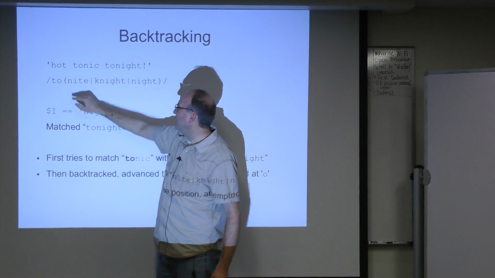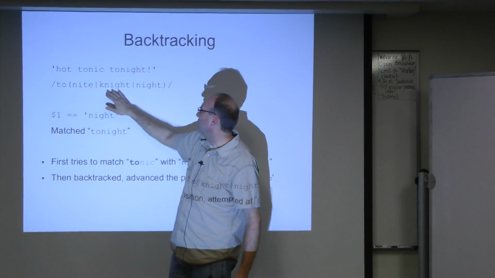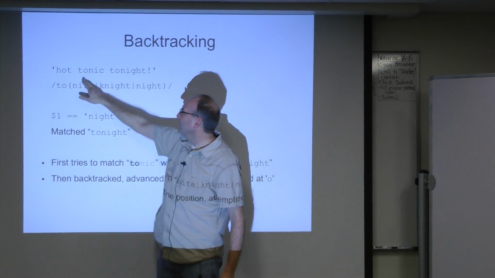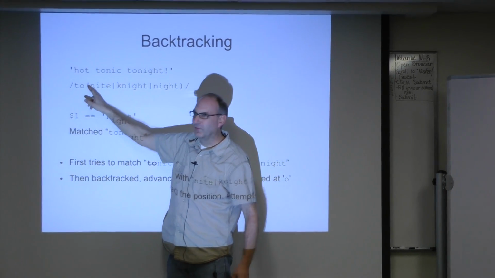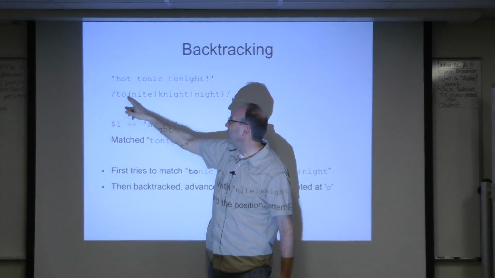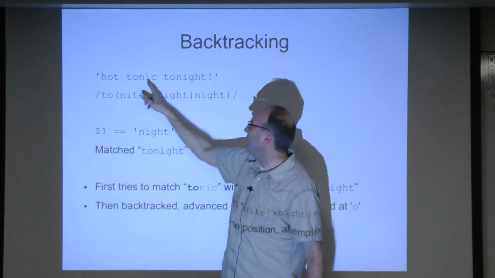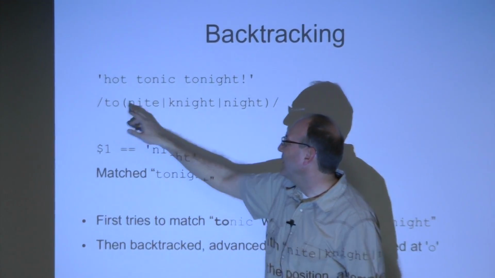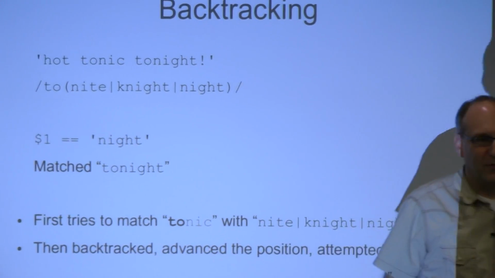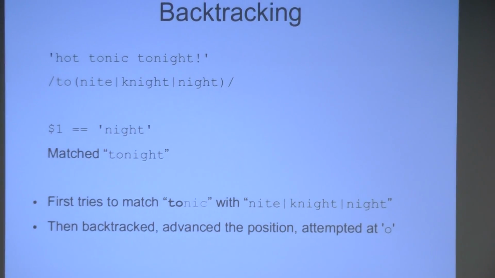And then it compares night, and that doesn't work, and so it tries this, and that doesn't work. Tries this, that still doesn't work. So it backtracks. It goes back to where it left its little marker and says, well, let's try another decision. Let's advance a little further and find another TO, and then it goes on from there. So that's backtracking.